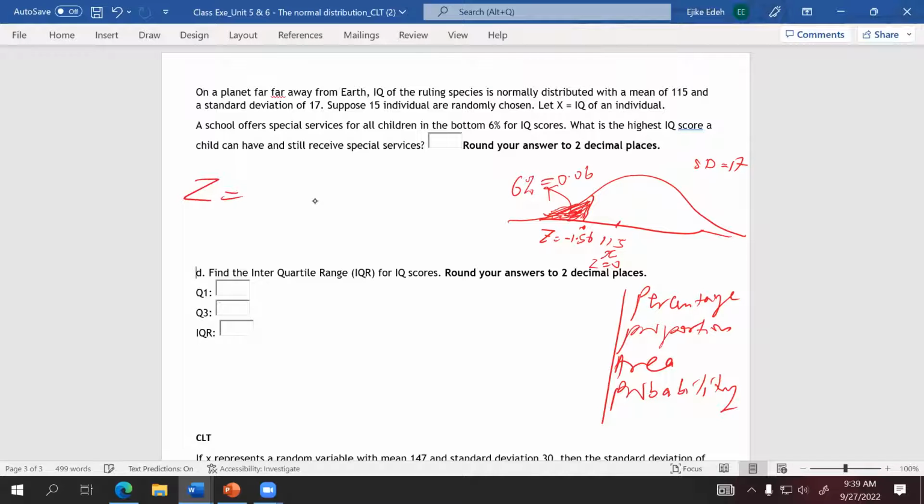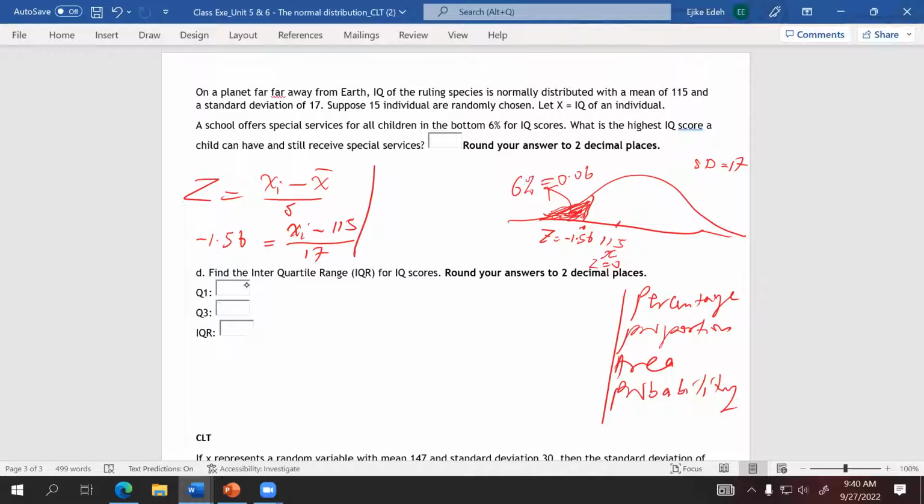We know that z is equal to the data point minus the mean, divided by the standard deviation. If we plug in here, we know that z is negative 1.56. We don't know the data point, and that is the question here. The question is, what is the IQ that is equivalent to 6%? That's what we're interested in finding. We know the mean is 115, and we know the standard deviation is 17. So we just solve this to get our final answer.